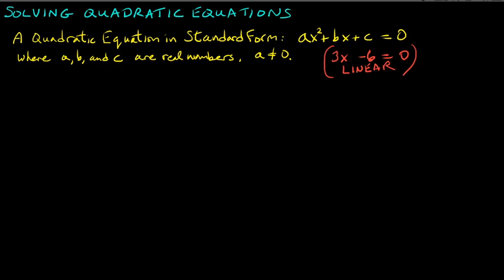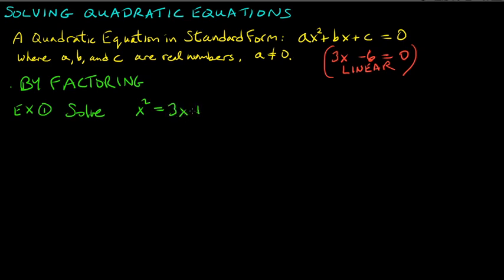So let's review something we did way back in chapter 6, I believe. Yep, when we were factoring. You can solve a quadratic equation by factoring, in some cases. So here's a good example of that, one that you may have seen before. Suppose you want to solve the equation x squared equals 3x plus 40. So how could we solve that?